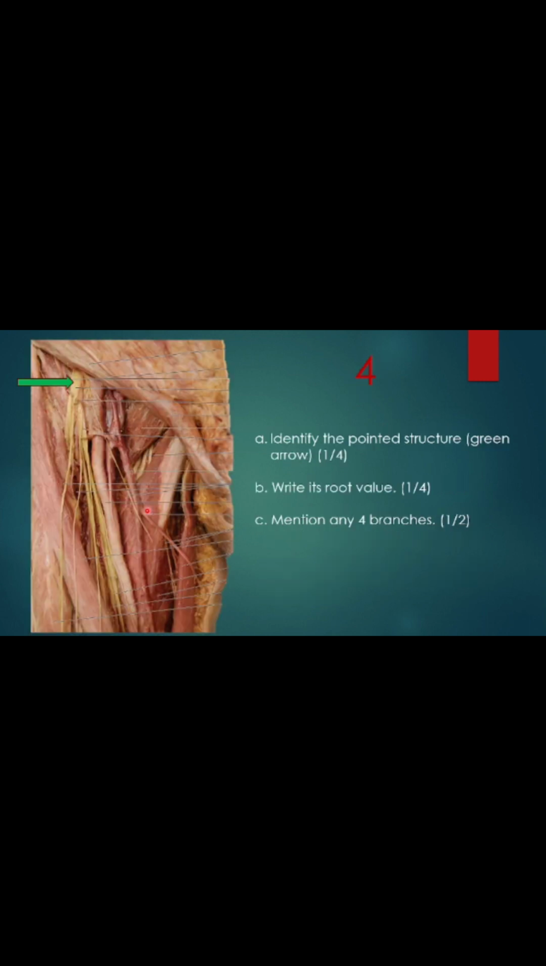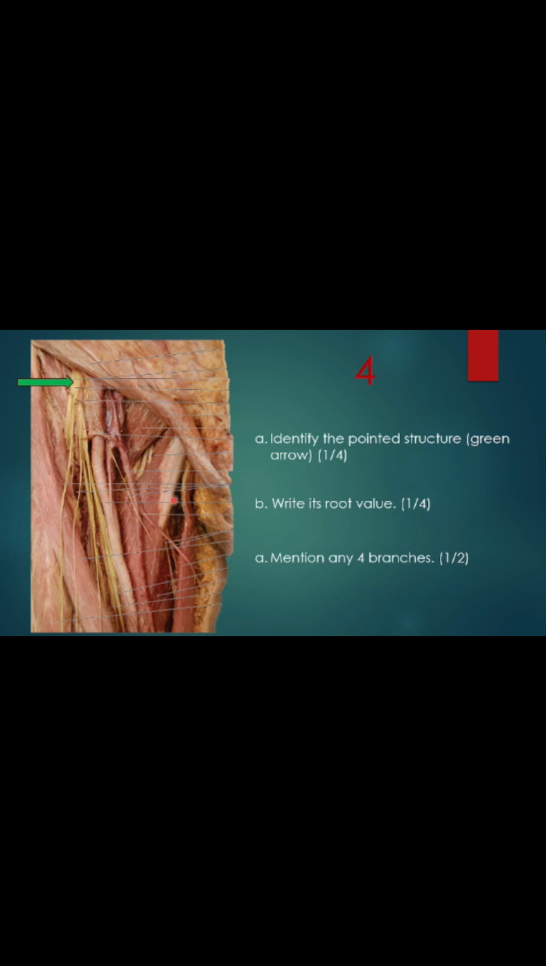Now the fourth question is, identify the pointed structure with green arrow, write its root value and mention any 4 branches. Now let's identify the region. This is a specimen showing the anterior compartment of the thigh. You can identify the inguinal ligament. This is the sartorius muscle, and you can see one nerve, one artery and vein here. So this is the femoral triangle.